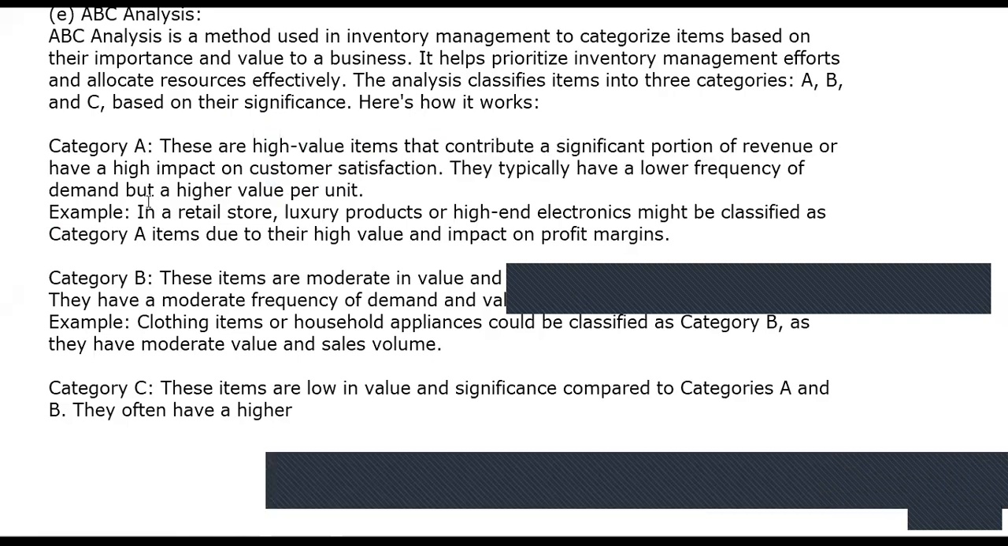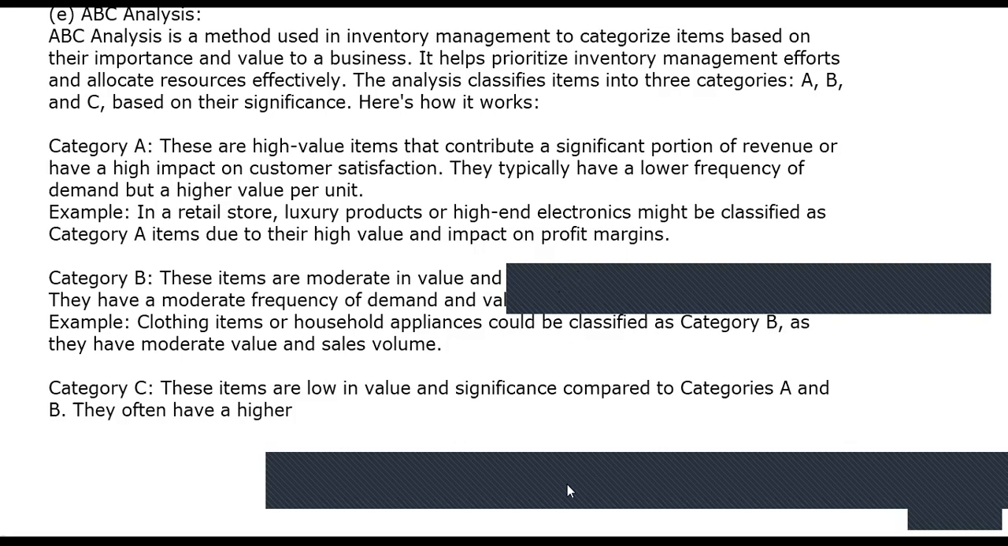Here's how it works. Category A is high value items that contribute to a significant portion of revenue and have a high impact on customer satisfaction. Typically, they have a lower frequency of demand, but higher value per unit. For instance, in a retail store for luxury goods, high-end electronics might be classified in category A due to their high value and profit margins.